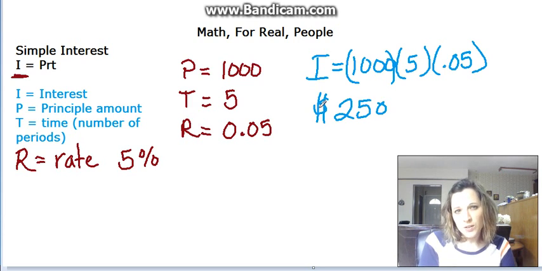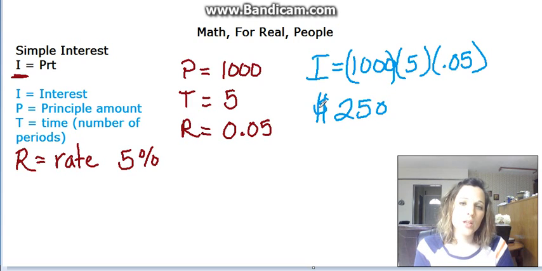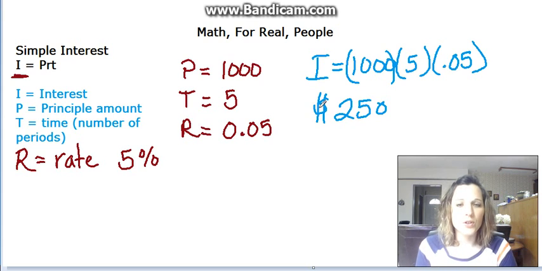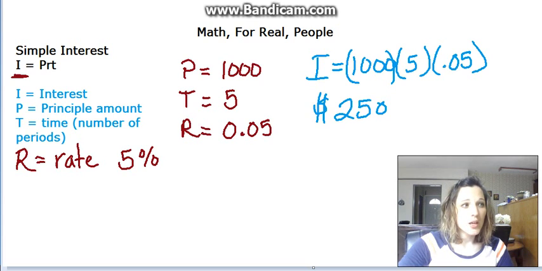So is it a good investment to put $1,000 away for 5 years at 5% interest? Well, check that out. You're getting $250 for doing nothing. Also, if you owe somebody 5% each year, that's going to accumulate to $250 if you don't pay that off for 5 years. Now, this is just very basic. It gets more complicated, but you get the idea.